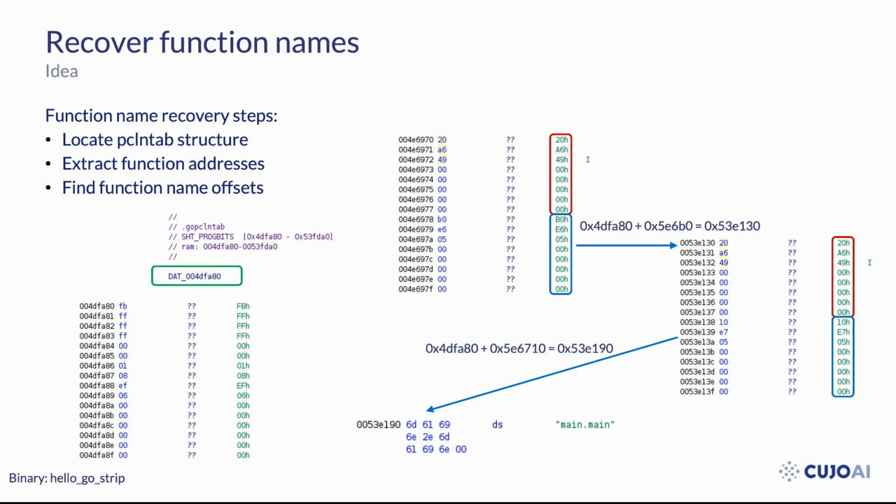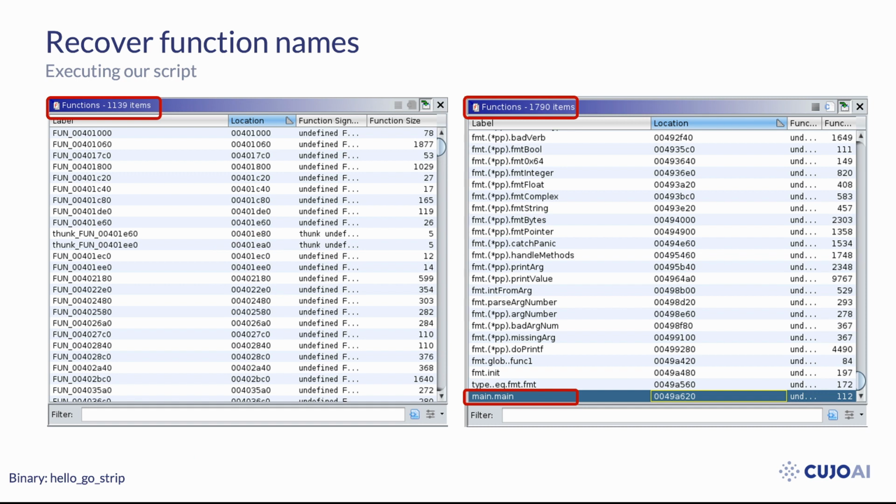We locate the PCLN tab structure, then we extract the function addresses, and finally, we need to find the offsets of the function names. If someone wants to go through step by step how to calculate these locations, you can find all the details on this slide. So in case of the stripped Hello Go binary, if we execute our script, we can see that the functions were renamed. We can even find the main.main function.